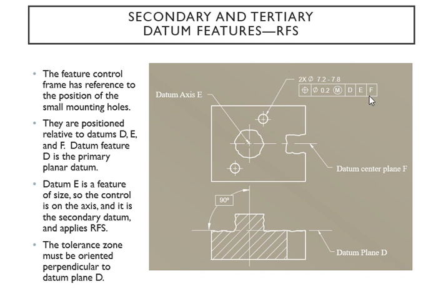And that datum E is a secondary datum, and it's regardless of feature size, because it doesn't matter how it rotates. It's not going to disturb this control frame at all, because it's symmetric from here to here. And that's your center of rotation, so it's right here. So that's why we use regardless of feature size. And then the tolerance zone has to be oriented perpendicular to that datum plane right here.